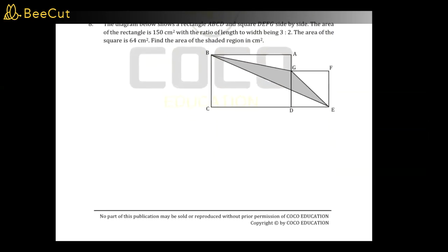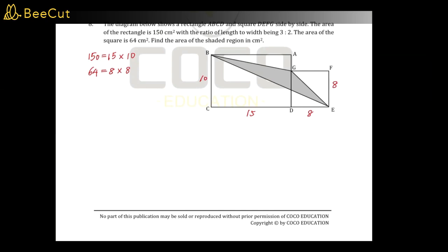So question 8. Now, area of the rectangle is 150, and the ratio of the two sides is 3 to 2. So first we can get that 150 is 15 times 10. This follows the ratio 3 to 2. So CD is 15, BC is 10. And area of the square is 64, so 64 is 8 times 8. Now one side of the square equals 8.